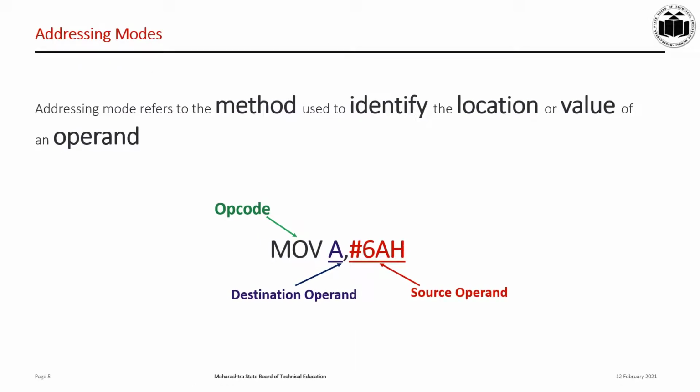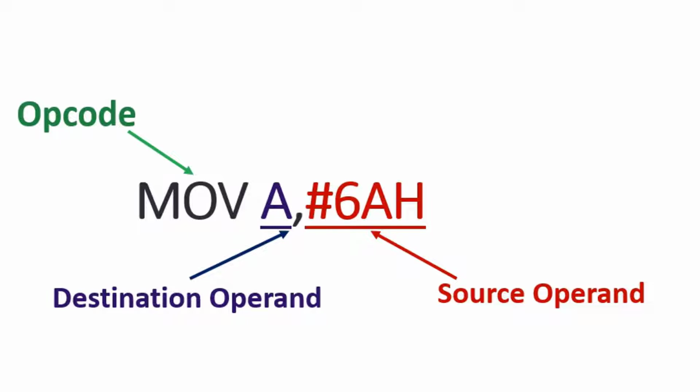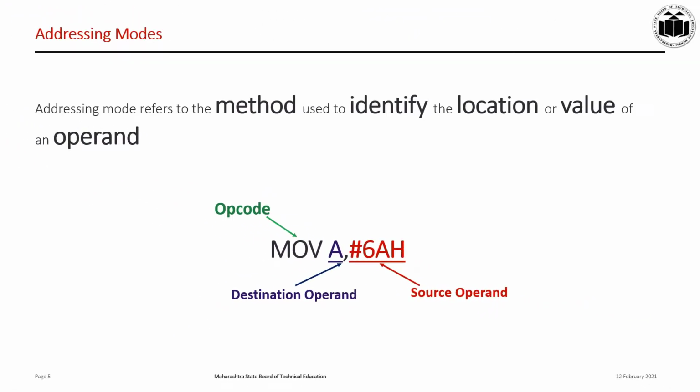Here, in this example, A is the destination operand and 6A is the source operand. After the execution of this instruction, data 6A is moved to accumulator A. There are 5 different ways to execute this instruction, and hence we say we have 5 addressing modes of 8051, that is immediate addressing mode, direct addressing mode, register addressing mode, register indirect addressing mode, and indexed addressing mode.